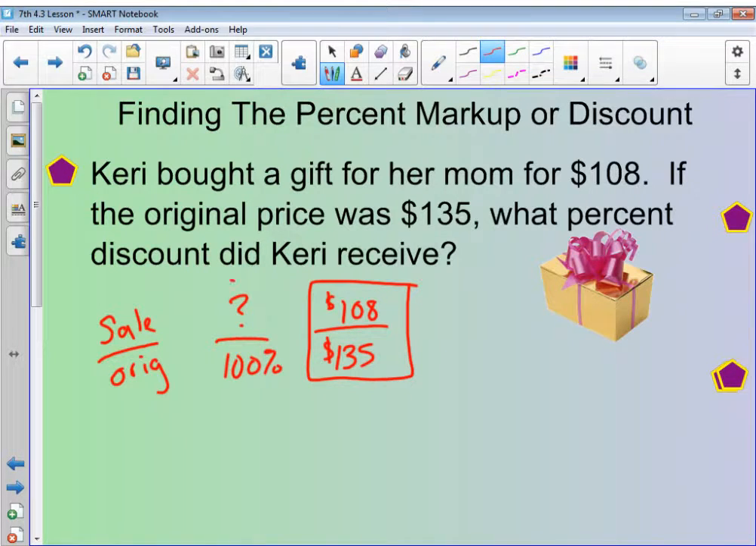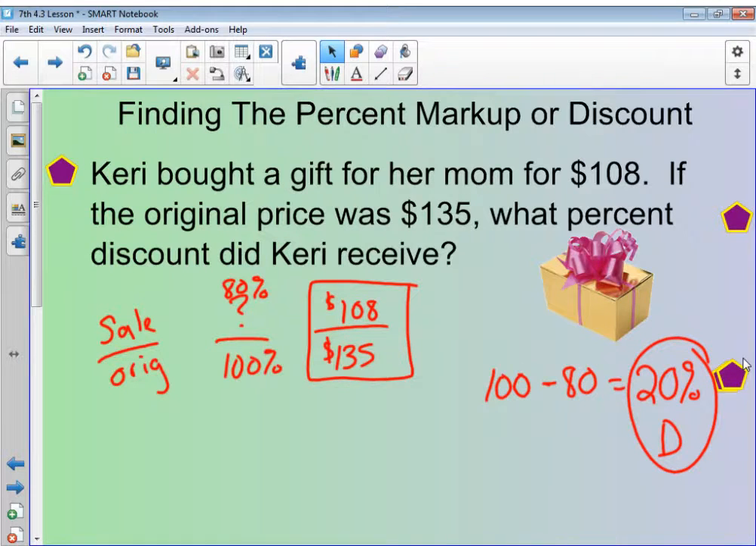So Keri paid 80%. We have to remember, we want to know how much she didn't have to pay. What discount did she get? We're always going to take our original 100% minus the percent that she paid, 80. So she got a 20% discount.